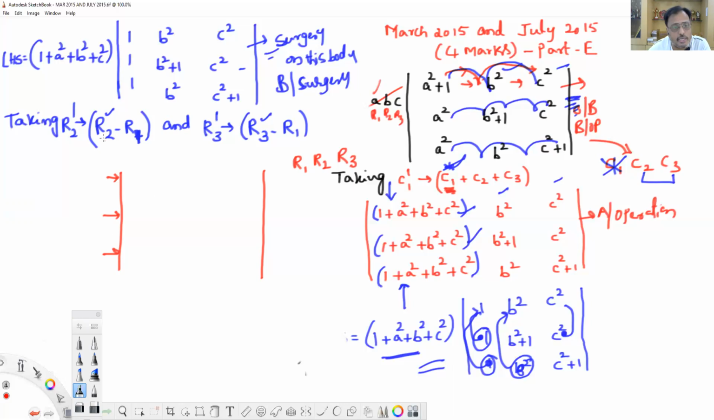Look here. In the first operation, what is visible in the first place? R2. That R2 you cancel. In the second operation, what is visible in the first place? R3. So R3 is cancelled. That means R1 is unchanged. So after the operation also R1 is unchanged, and you write it unchanged: 1, B square and C square. Look here, before the operation and after the operation, I told you a minimum of 1 row and 1 column must be unchanged.